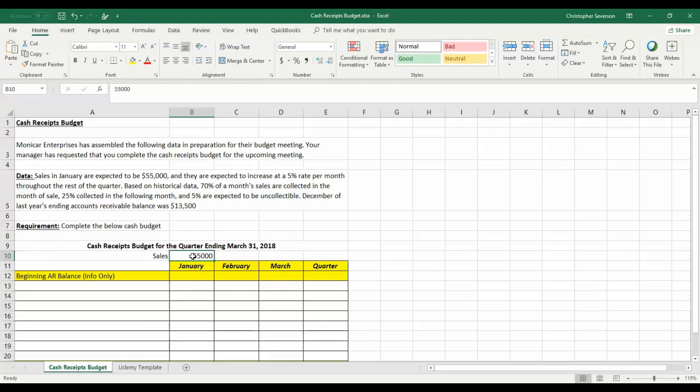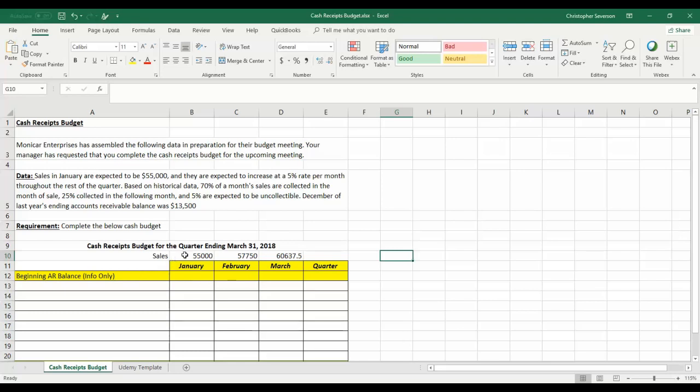And they're expected to increase at a rate of 5% per month throughout the rest of the quarter. So what that means is we can just add 5% or multiply by 1.05 to find out what the sales are for the remainder of this quarter, each of the 3 months. So now we have the sales figures that we're going to need, but we need to know a little bit more about how we collect these.